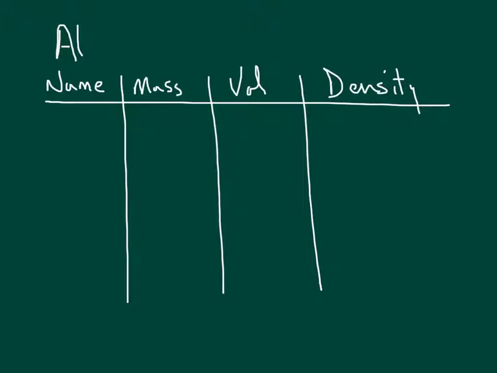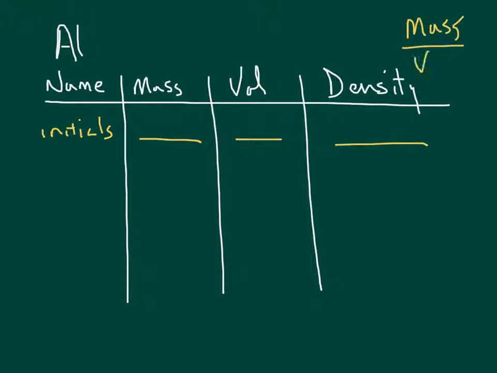You have the name of your group. If you want, you can just use your initials. I need your mass, what you measured for the mass of the metal, what you measured for the volume using water displacement, and then what is your calculated density. And again, density is simply mass divided by volume. Okay?